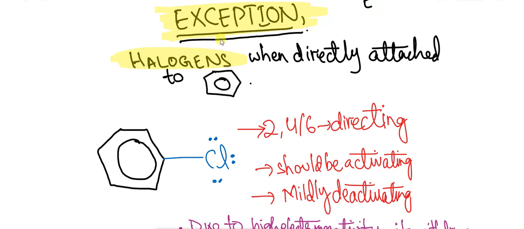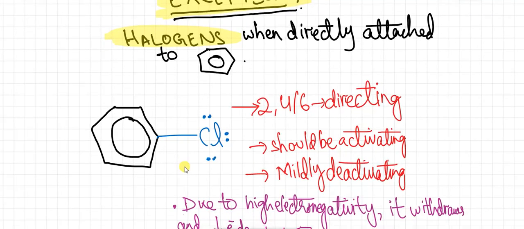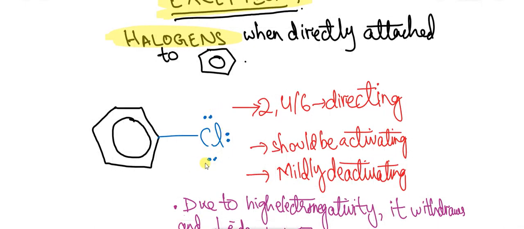These halogens are basically an exception to both of them. They are actually 2,4,6 directing groups, and the chlorine atom, for example, I've taken chlorine atom as an example. The chlorine atom has three lone pairs. Now, since it has lone pairs, it appears that it should be activating because it would donate the lone pairs towards the benzene ring, and they'll get distributed over the benzene ring, forming an extended delocalized pi orbital, and hence will activate the benzene ring. This is according to the concept that we did in the last video, but this is not what happens.